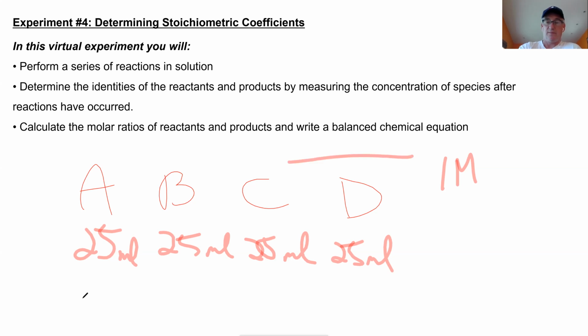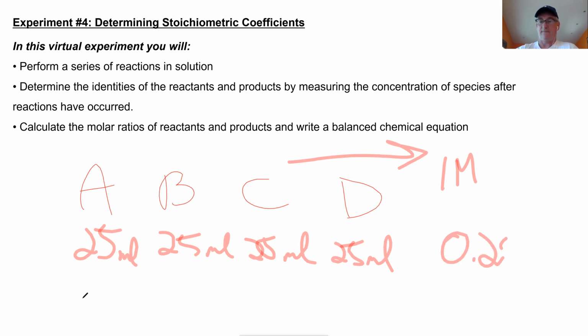So each one was 1 molar when we started. I mixed the 4 of them together in equal volumes. What's my concentration of all 4 now? Is it 0.25?